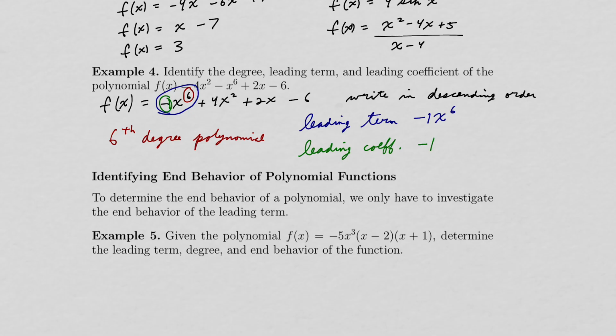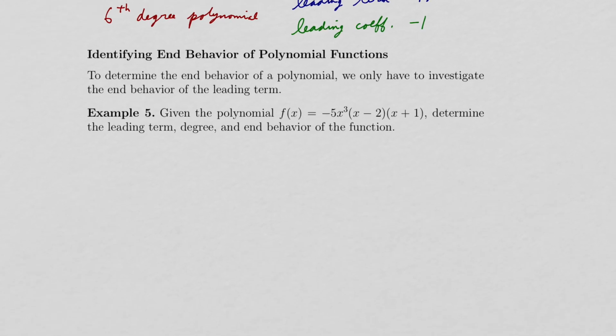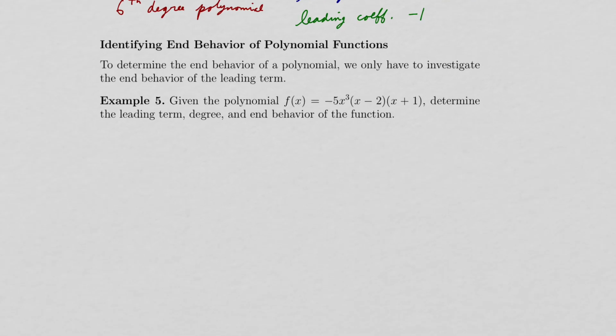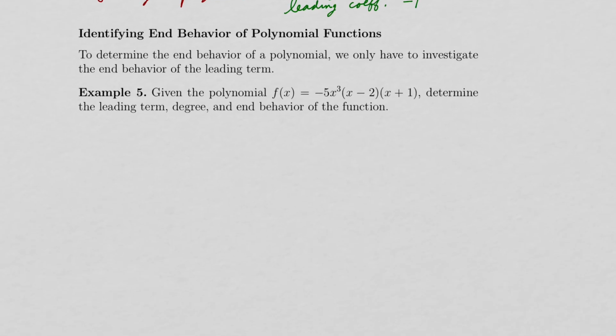Okay, so we talked about the end behavior, or the long-range behavior, of power functions. What about the end behavior of polynomials? Well, it turns out that when we're talking about just the end behavior, the only thing that's going to have any impact is the leading term. So to determine the end behavior of a polynomial, we only have to investigate the end behavior of the leading term.